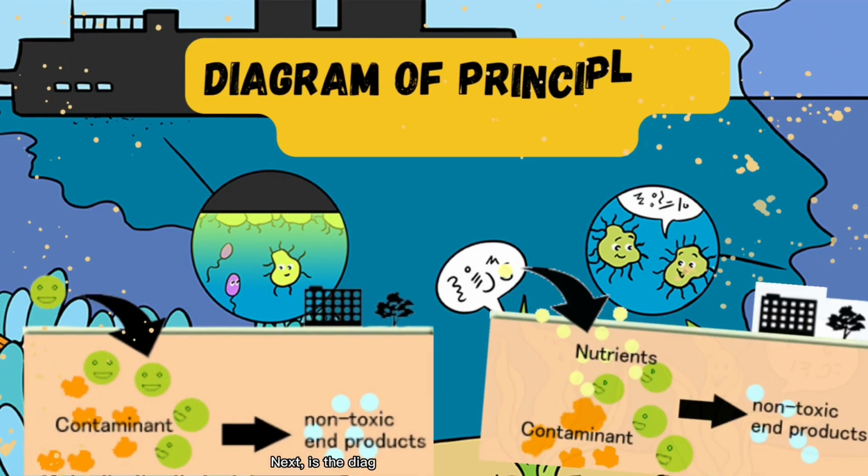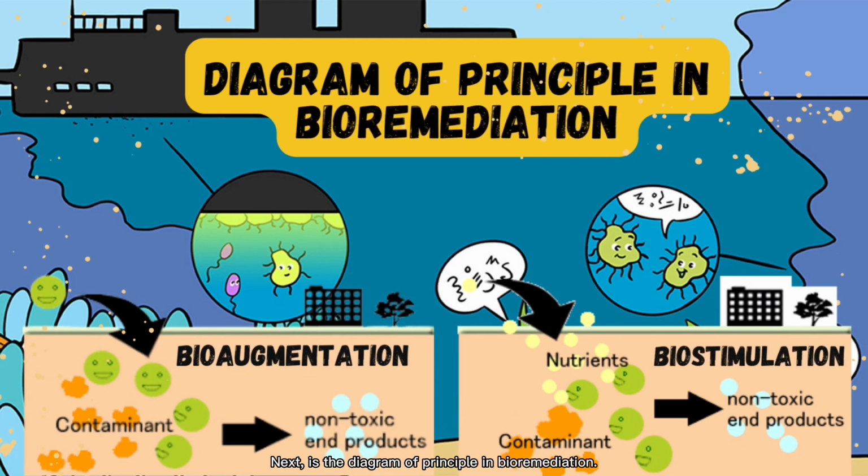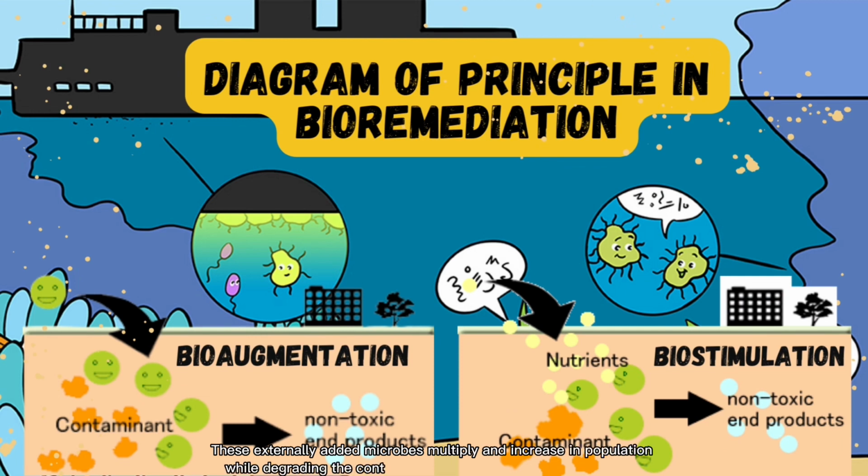Next is the diagram of principle in bioremediation. In this diagram, it shows how bioaugmentation and biostimulation, the processes of bioremediation, take place. For bioaugmentation, if the indigenous population of microbes is not capable of fully degrading the contaminants, an external source of supermicrobes is applied to the contaminated media along with the nutrients. These externally added microbes multiply and increase in population while degrading the contaminants and using the added nutrients.